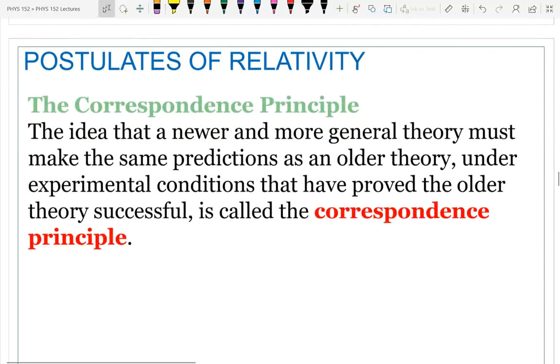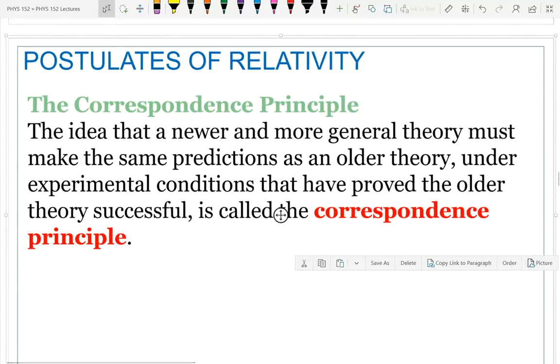I can jump straight forward to the correspondence principle. The correspondence principle now becomes something of importance to us. The correspondence principle is a principle to help put your mind at ease again. It says that as we learn about new special cases of physics, relativity is a special case, special relativity is a special case that is only important if you have speeds that are greater than 1/10 the speed of light.